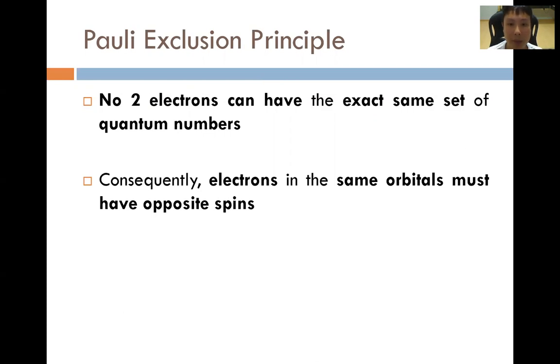What this simply means is that if you were to place electrons in the same set of orbitals, such as the 2s, and one of them is spin up, the other one must be spin down. You cannot place the electrons such that they are of the same spin, because this will violate the Pauli exclusion principle, because these two electrons will have the exact same set of quantum numbers.